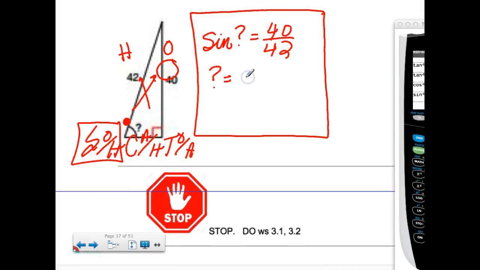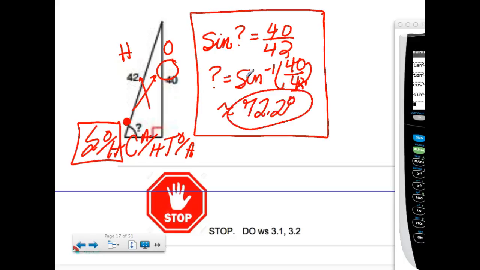So let's write, just so you know what you did on here, if you use this on a test, we did sine inverse on our calculators, and we got about 72.2 degrees. And that's the end of it.